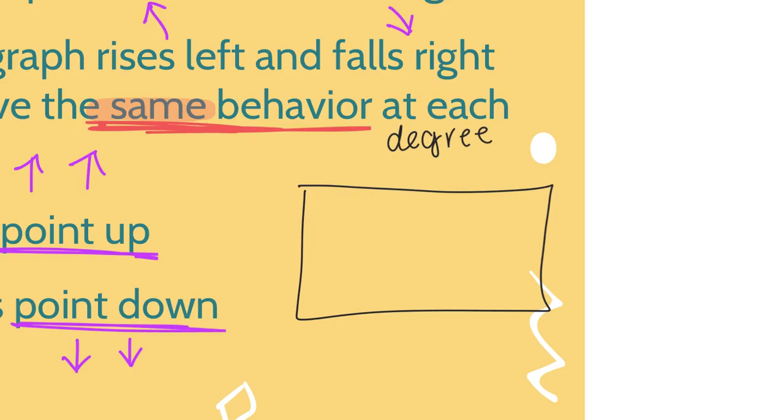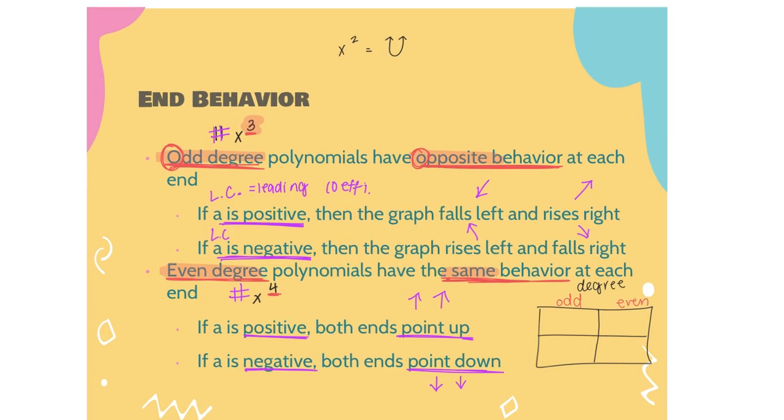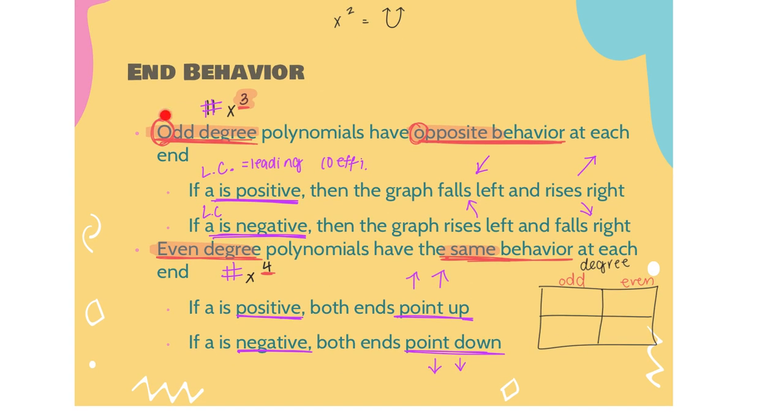Remember, my degrees could either be odd or even. Okay, that's what's written in red. I have degrees that are either odd or even. So if you're looking at the chart, my degrees are either odd or even. And then my leading coefficients are either positive or negative.